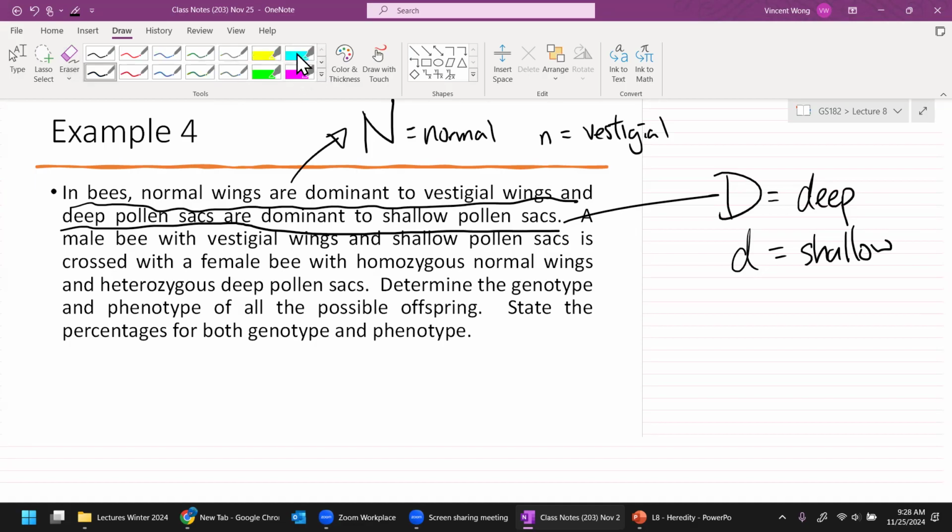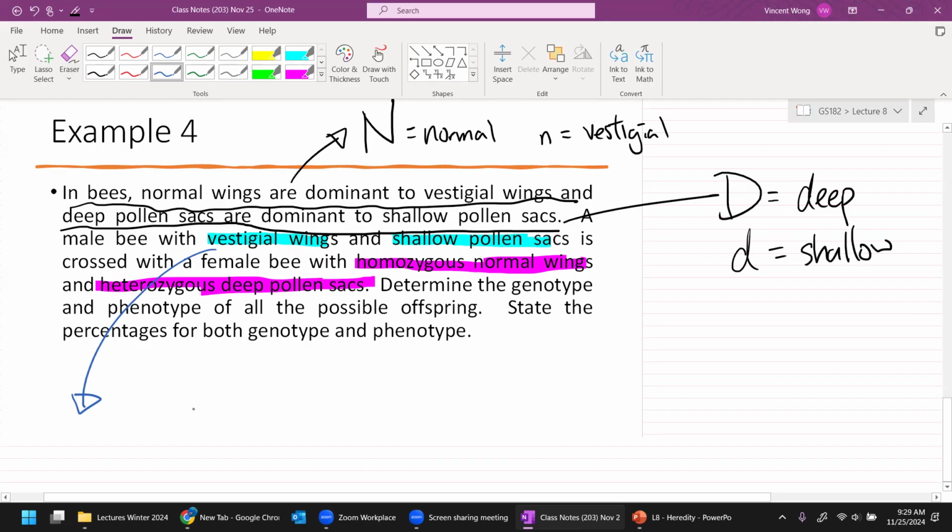Now we're going to find the parents. A male bee with vestigial wings and shallow pollen sacs. And then we have one that's homozygous normal wings and heterozygous deep pollen sacs. Okay, so let's do the male.